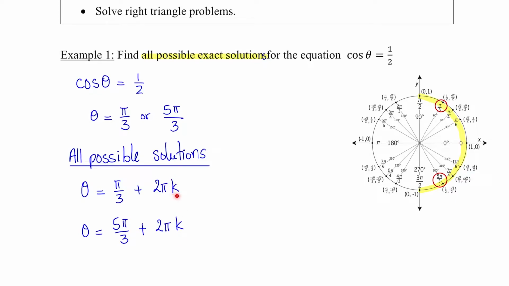k represents an integer here. If k is 0, you have the answer pi over 3. If k is 1, you have pi over 3 plus 2 pi. If k is 2, you have pi over 3 plus 4 pi, and so on.